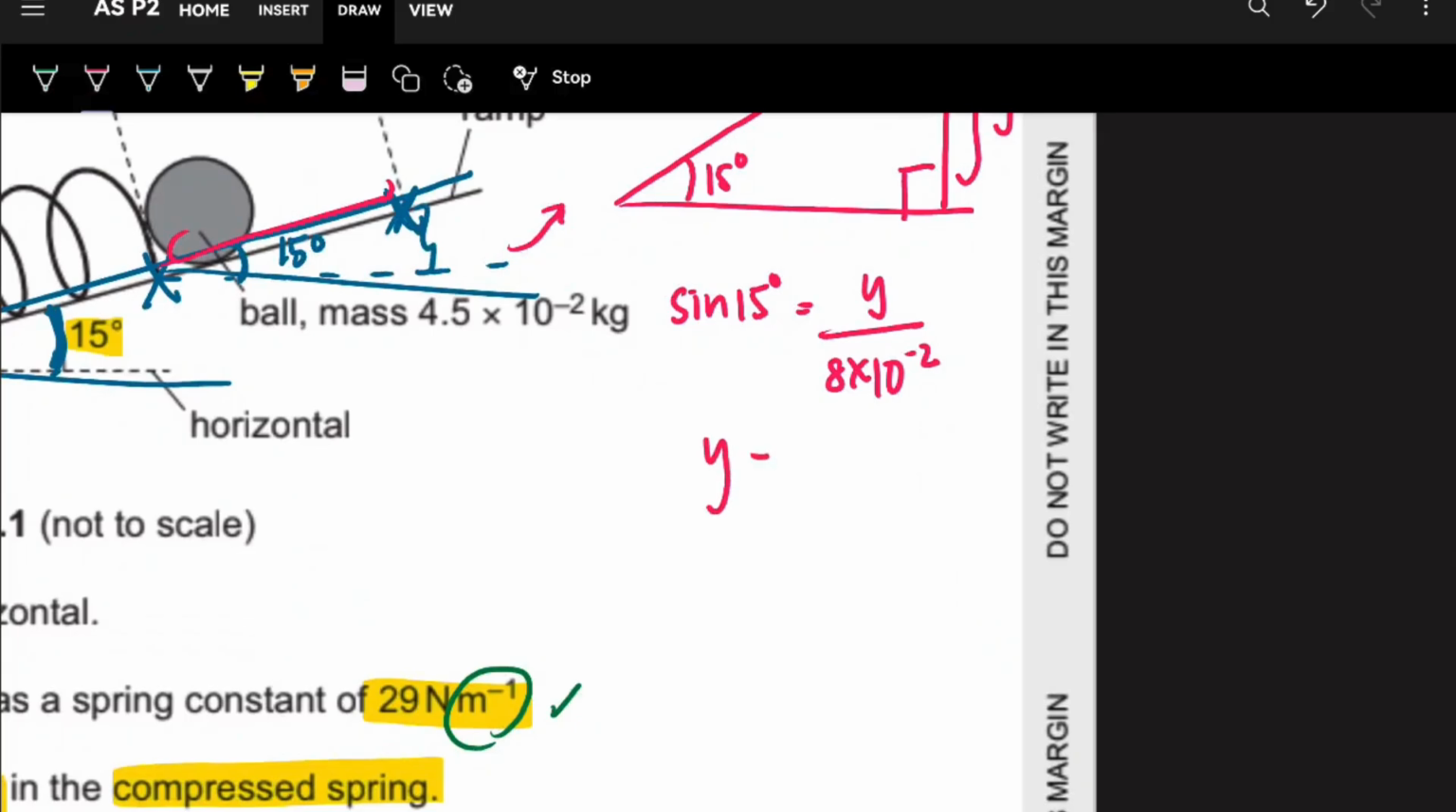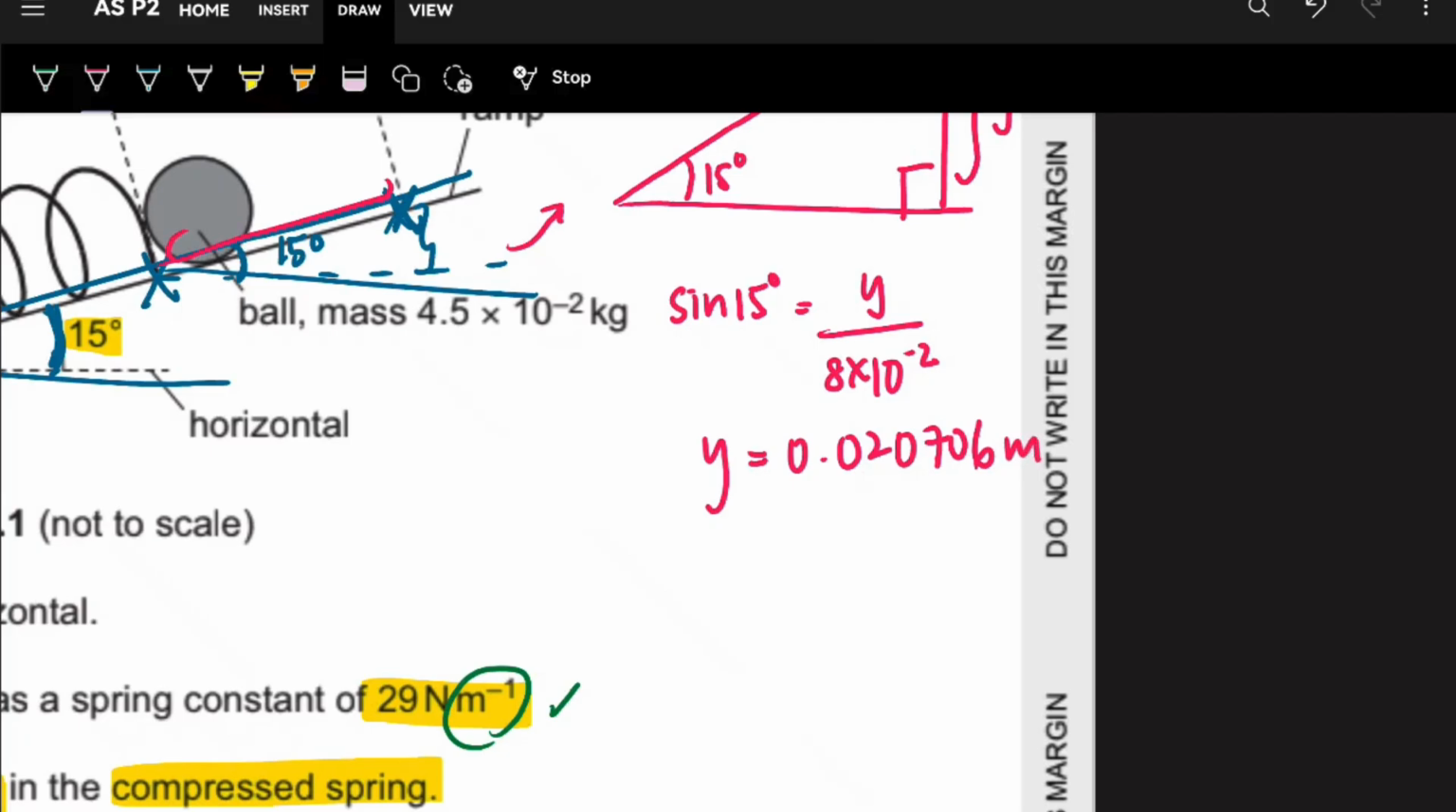So your y is, make sure your calculator is in degree. If it's in radian, you're going to get a very different answer. Please make sure all this when you're calculating. You'll get 0.020706. Okay, let's just take this value.